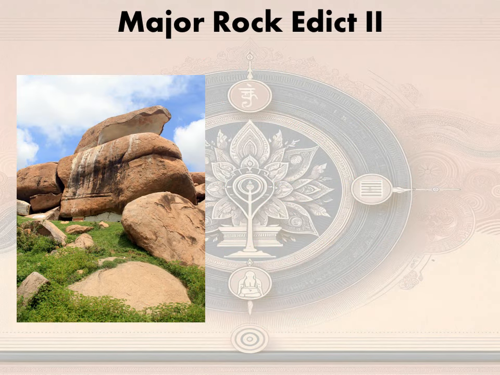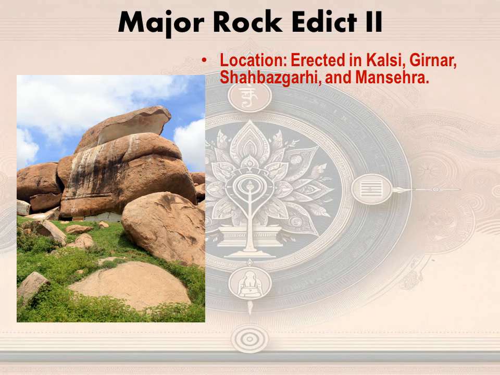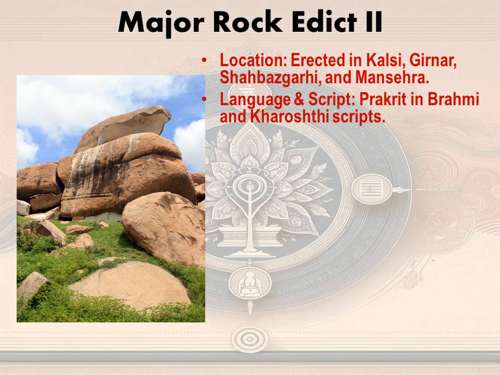Now, Major Rock Edict 2. Once again, this has been found in Kalsi, Girnar, Shahbazgarhi, and Mansera. So, again, Major Rock Edict 2 is there in four places of the Indian subcontinent. It is written in Prakrit language and the script is Brahmi somewhere and Kharoshthi in the northwestern parts.